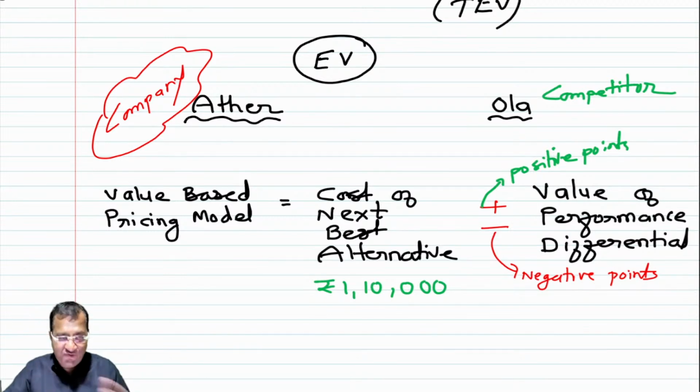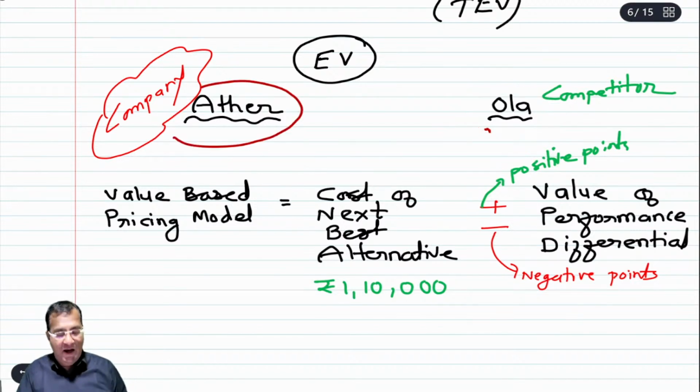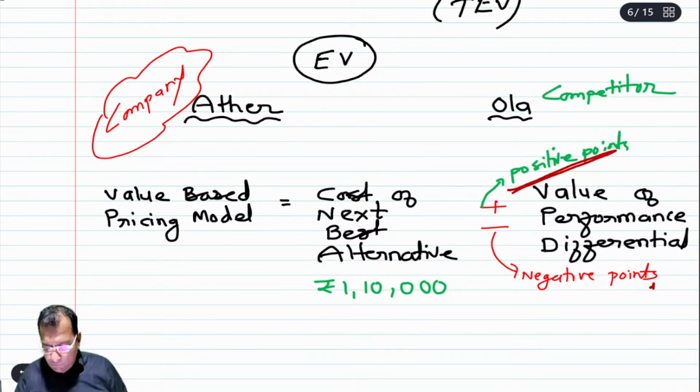Okay. After that, I will identify those positive points of my competitor which are not available in my product. That is the negative points of my product. That is the features or the benefit the customer is getting by buying the competitor's product. Those are the negative points for me. And the features or the quality I am providing to the customer, but my competitor is not providing the same, those are the positive points for me.